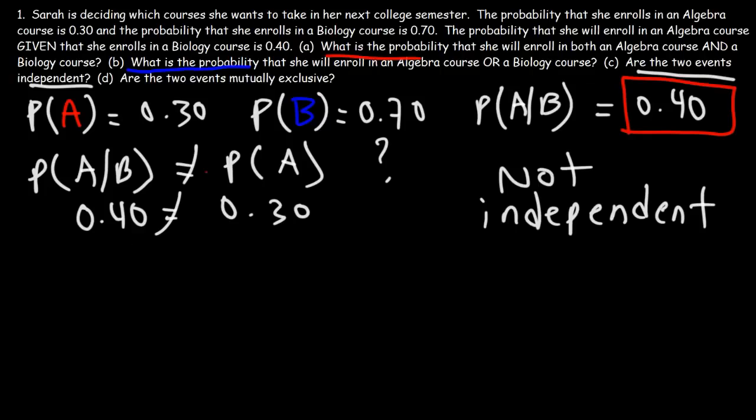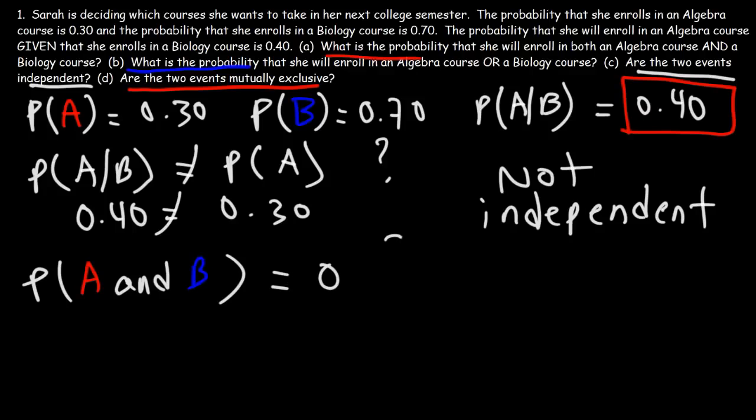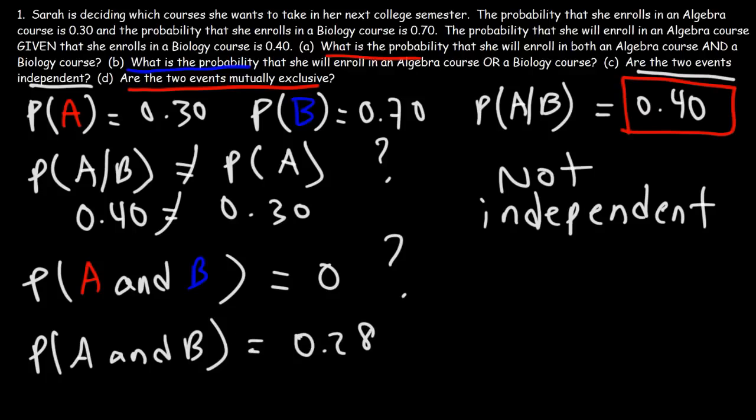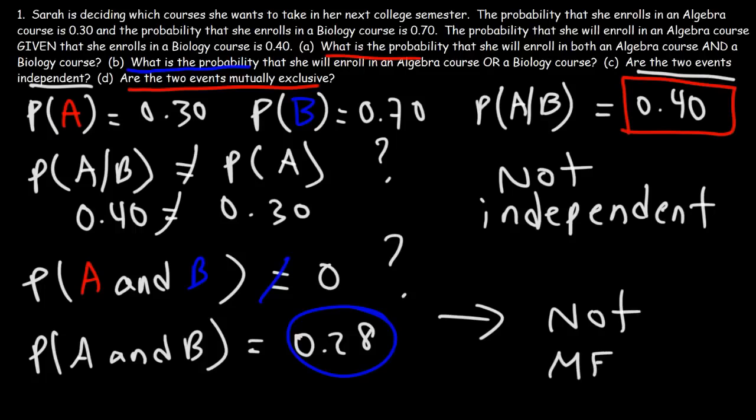Now, what about part D? Are the two events mutually exclusive? What would you say? In order for the two events to be mutually exclusive, the probability of event A occurring and event B occurring must be equal to 0. Is this true? Well, we know that the probability of A and B occurring is 0.28 because that's what we calculated in part A. So it does not equal 0, which means that events A and B are not mutually exclusive events.